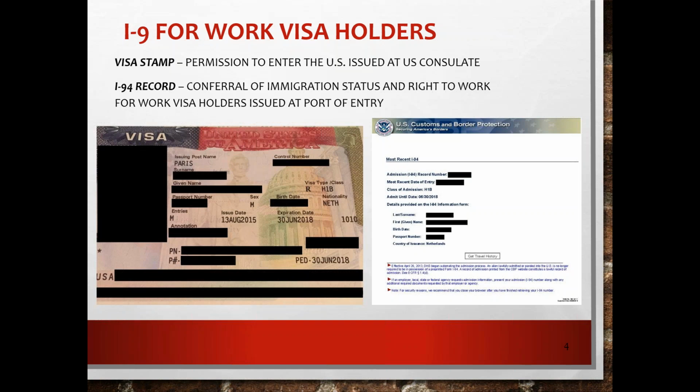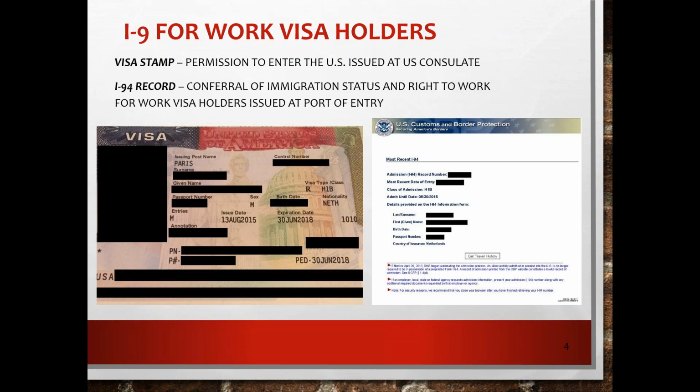And so this document was put into the passport of the foreign national at the U.S. Embassy or U.S. Consulate overseas. The only thing it allows that individual to do is to arrive at the airport, present him or herself in front of the inspections officer, and then ask to enter the U.S. in H-1B category. Now, the second step that happens after that is the issuance of the I-94 record, that document there to the right.